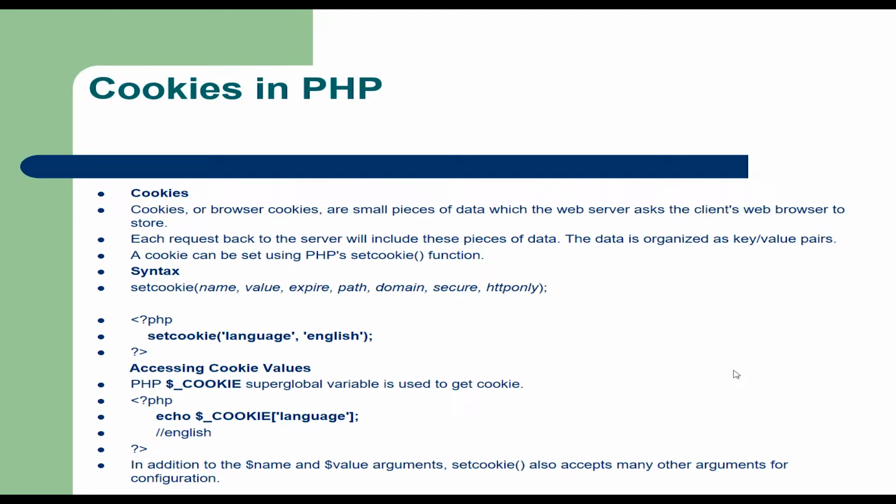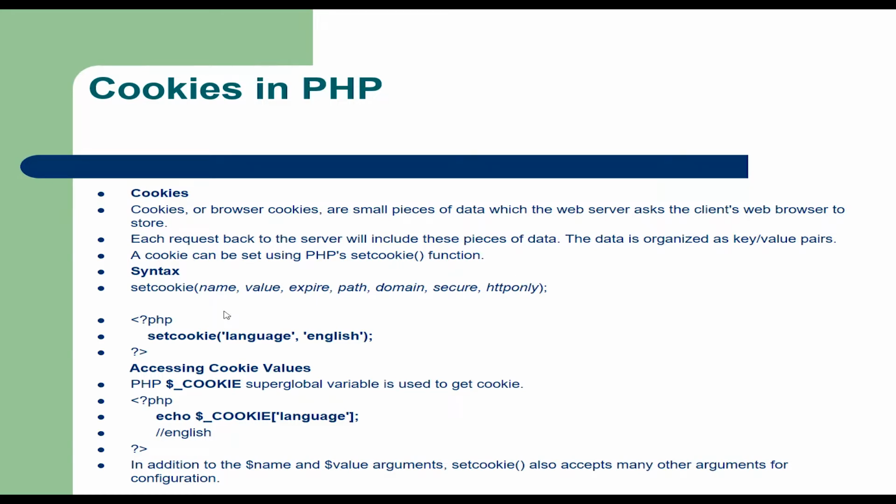We can create a cookie using PHP's setcookie method. The syntax of the setcookie method is that we pass name and value parameters, but we can also pass other parameters like expire, path, domain, secure, and HTTP only.